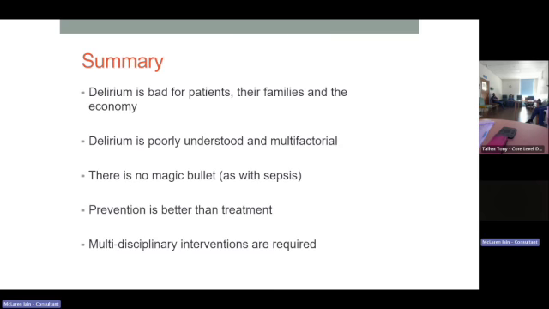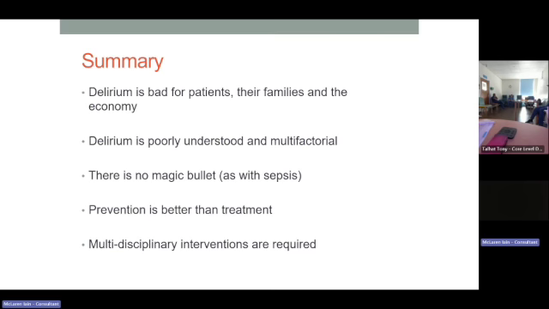So in summary, delirium is bad for patients, obviously. It's bad for their families, bad for society in general, bad for the economy. It's bad for us. They're difficult patients to look after. It's not very well understood, despite quite a lot of research. It perhaps doesn't attract the research that goes into sepsis and other more potentially exciting areas of intensive care medicine.